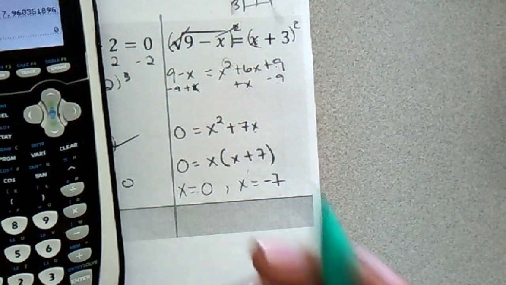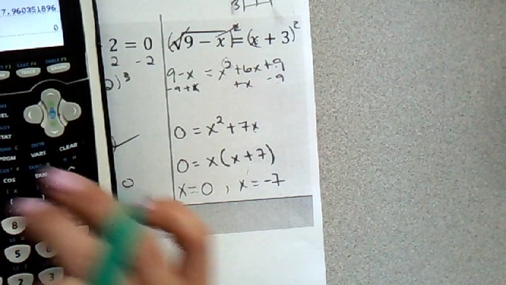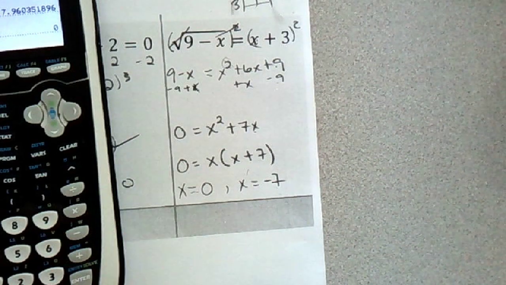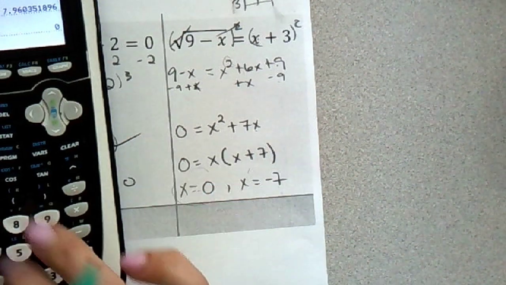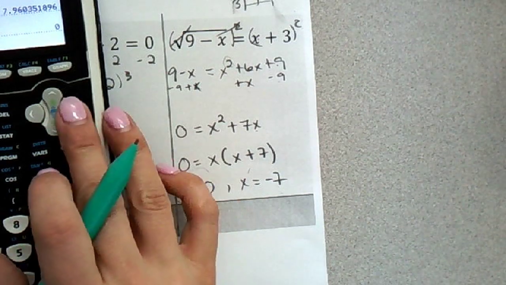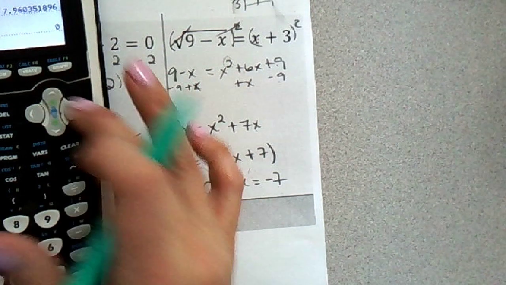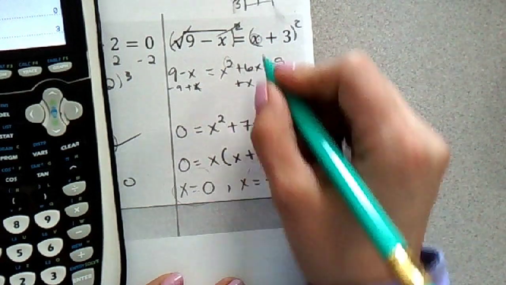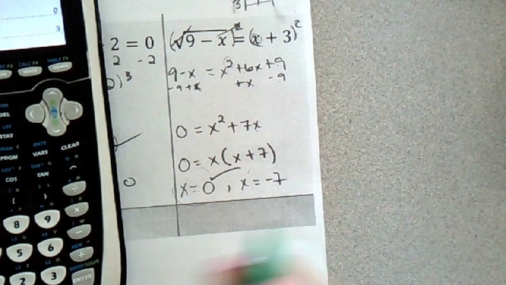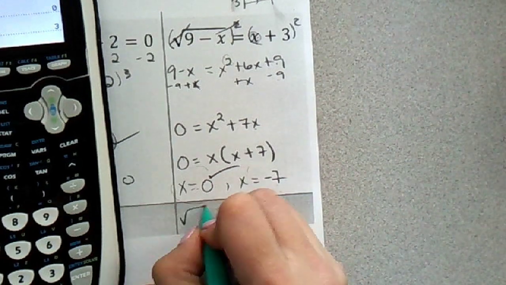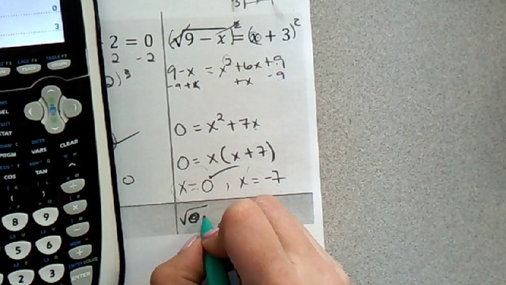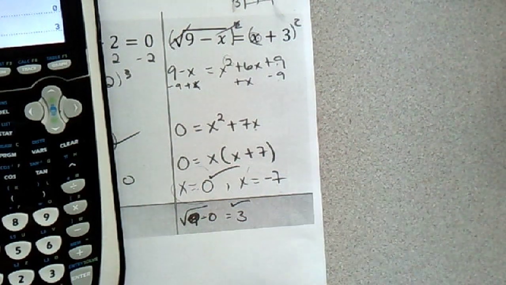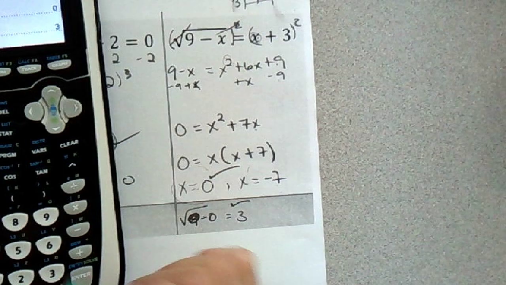So what we need to do is get the square root of 9 minus 0 for the first one, and we're going to get 3. If I plug in a 0 here, I get 3. So this one works. 9 minus 0 equals 3. That's perfect.